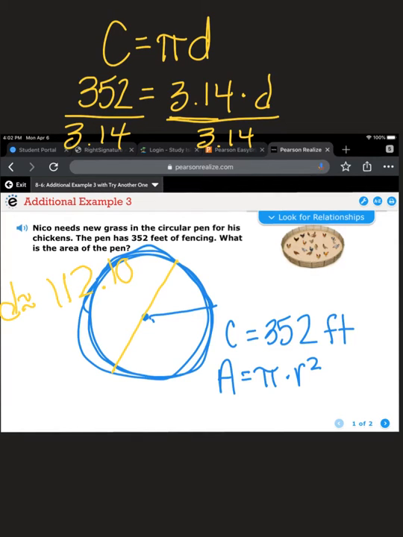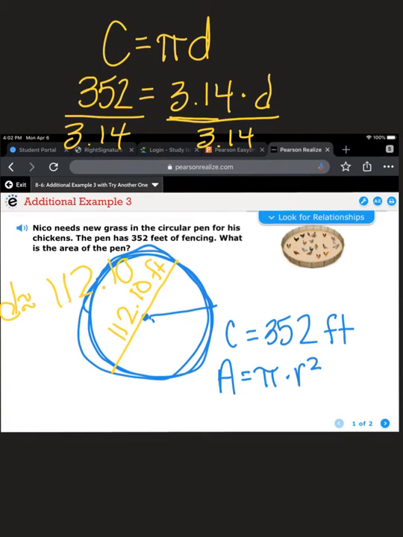So when I divided, I got 112.1019 and a bunch of numbers. So I'm going to estimate that to be about 112.10. So that would mean the diameter, the distance all the way across, is about 112.10 feet.